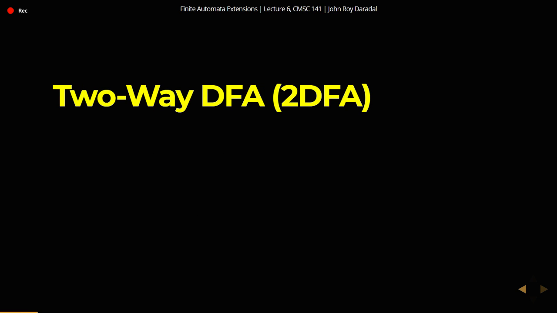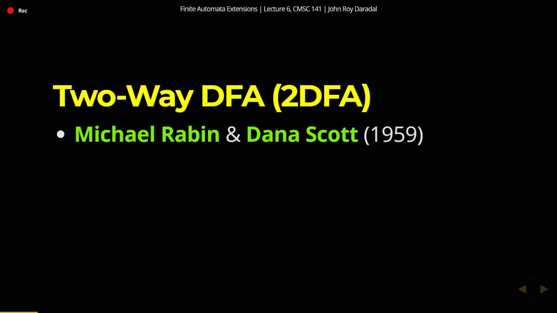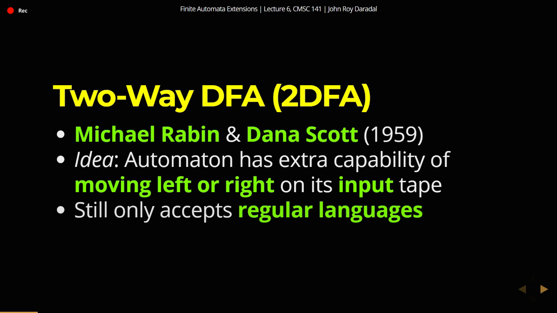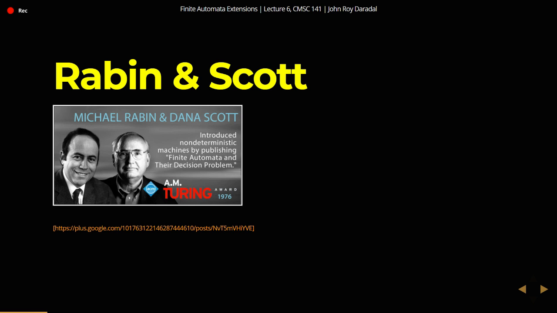So let's start with two-way DFA, or 2DFA for short. This was created by Michael Rabin and Dana Scott in 1959. And the idea for the 2DFA is that it has the extra capability of moving left or right on its input tape. But even with this extra capability, it still only accepts regular languages, just like the other finite automata types. Michael Rabin and Dana Scott were recipients of the Turing Award in 1976.